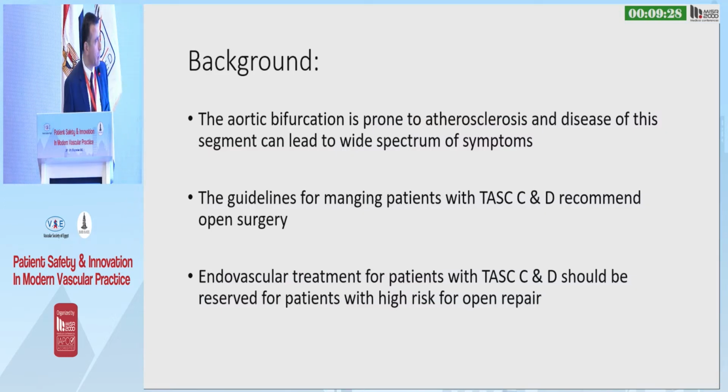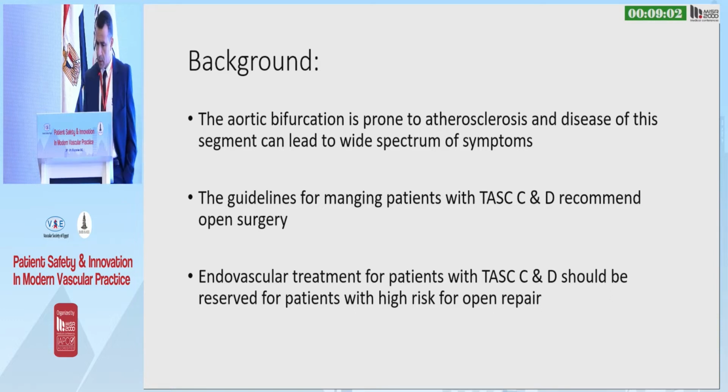So just looking a little bit at the background, peripheral vascular disease affects millions of people around the world, and the symptoms vary from intermittent claudication to chronic limb-threatening ischemia. However, the aortic bifurcation is very prone to atherosclerosis, and disease of this area can cause plenty of symptoms ranging from intermittent claudication to critical limb ischemia. However, the guidelines for managing TASC C and TASC D patients recommend open surgery.